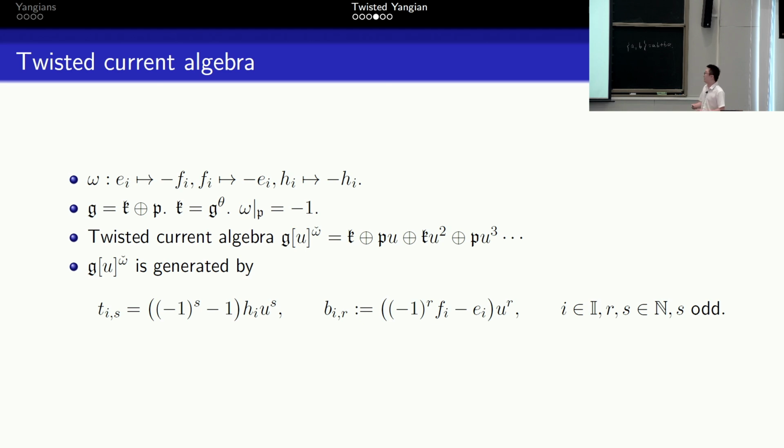And then we can write down a bunch of current generators for this twisted current algebra. Because here we are mixing E_i and F_i, you only have one series B_i,r here, and they lie in the fixed point subalgebra. And for the Cartan part, note that you only have this H_i,s for odd s, because if s is even, then H_i,s is just 0. In other words, only for odd degree do you have this Cartan part.